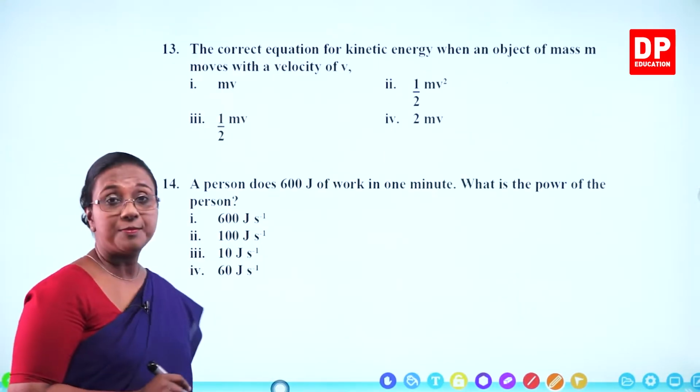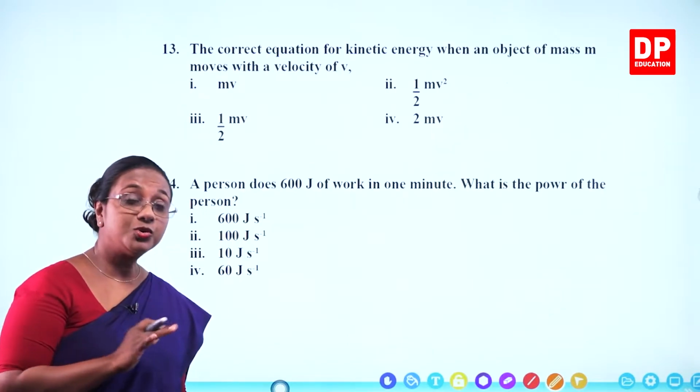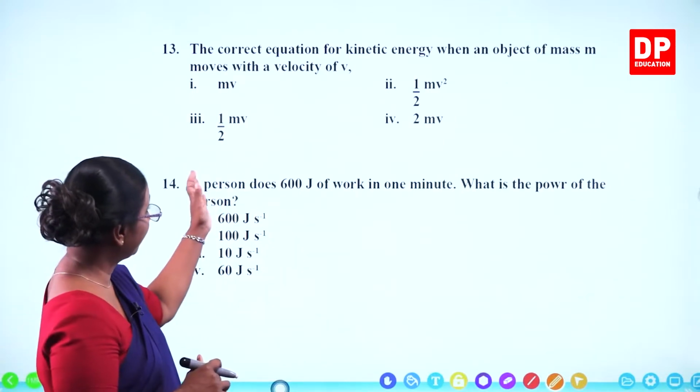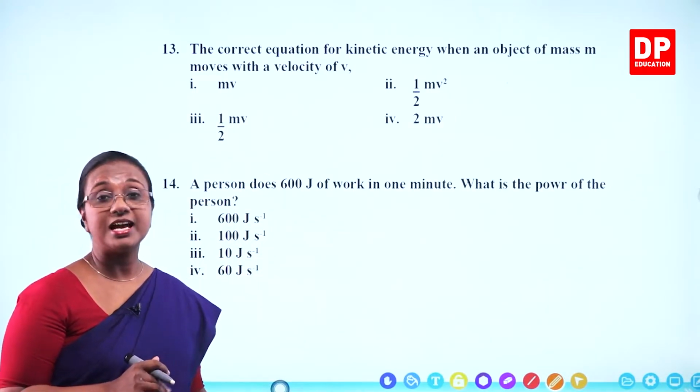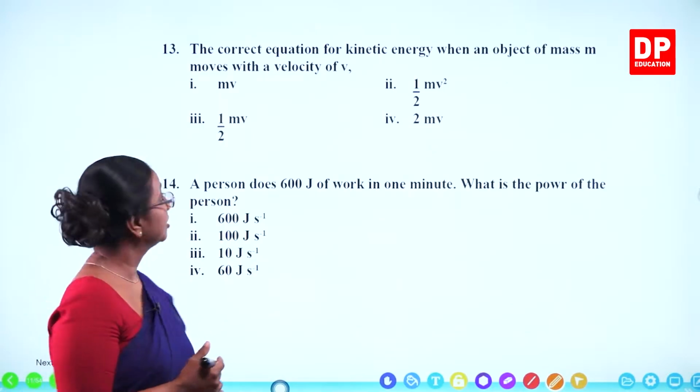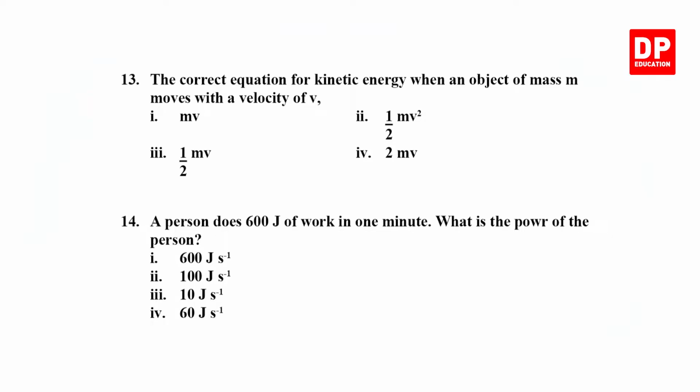That is question number 13. So like I told you all before also, if you haven't answered these questions, when I change each of the slides, you all answer them first and then listen to my discussion. 13th one. The correct equation for kinetic energy when an object of mass m moves with a velocity of v.